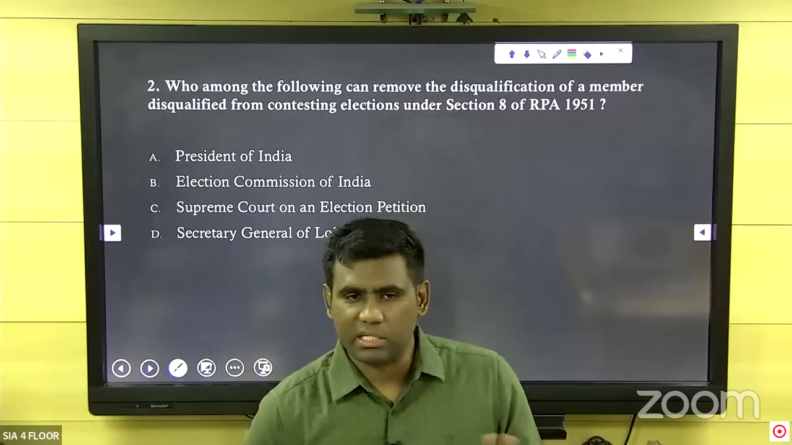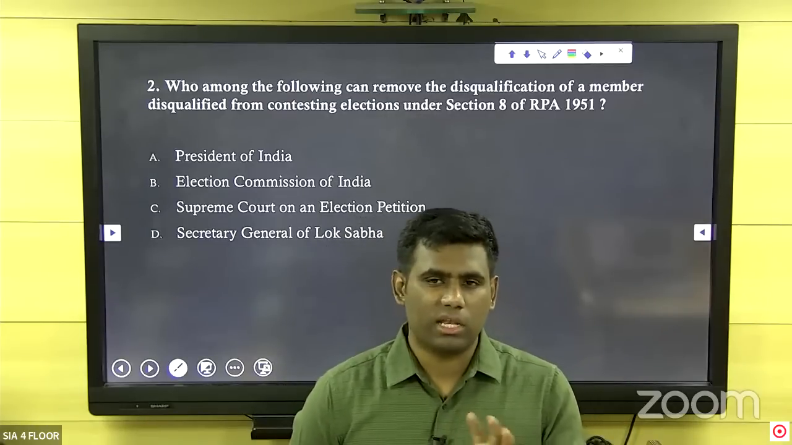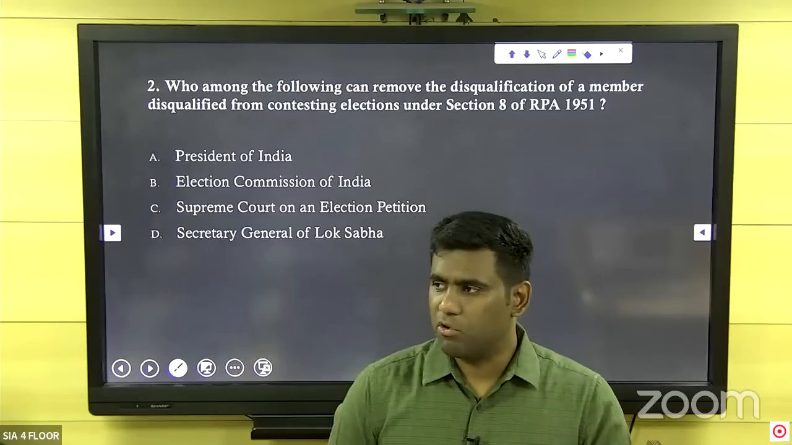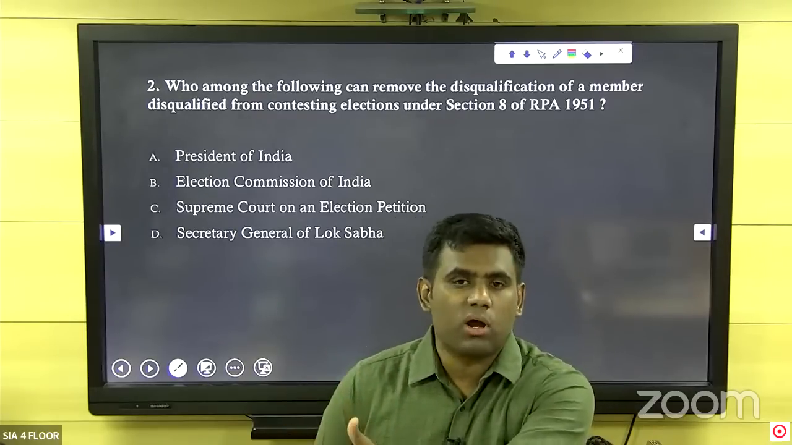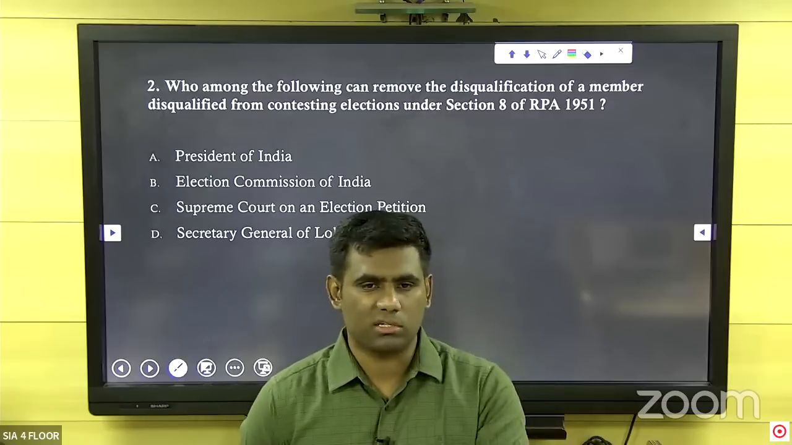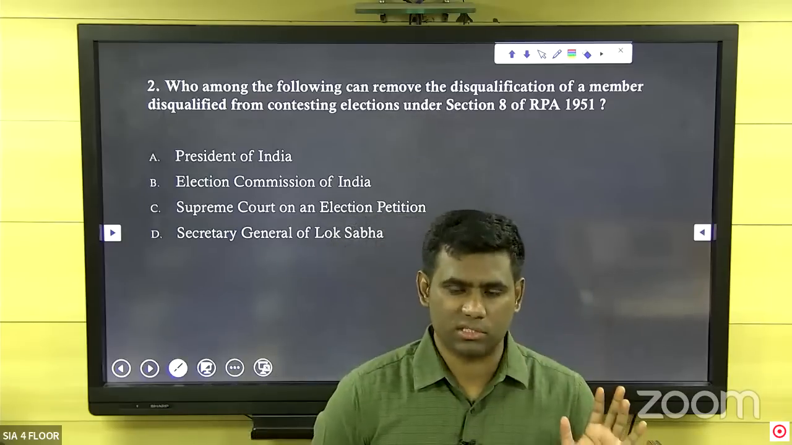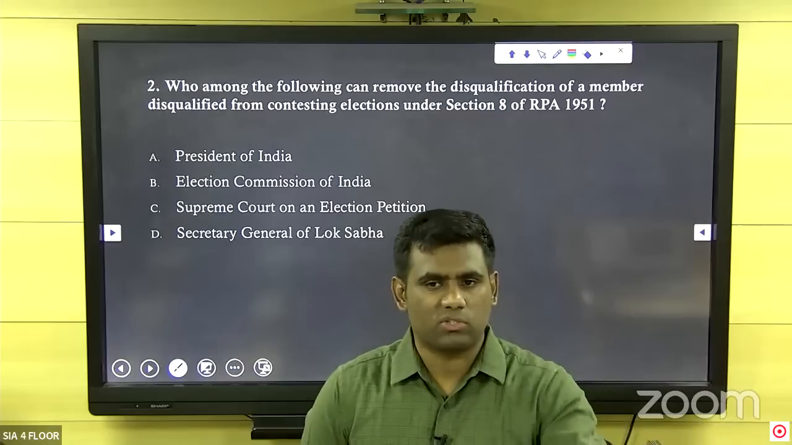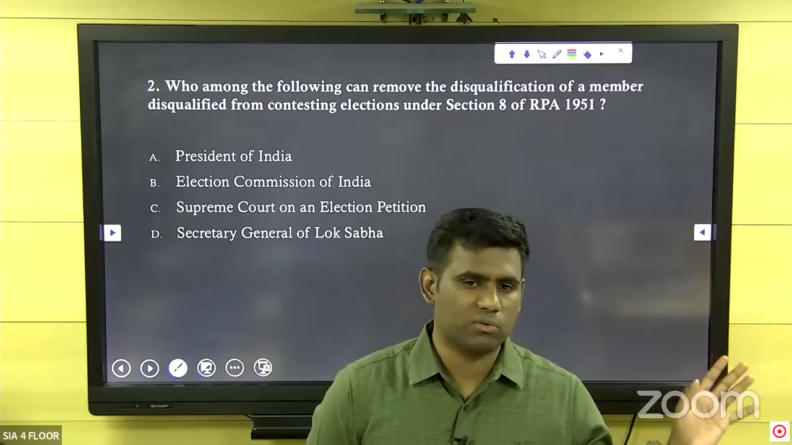Supreme Court on an election petition. An election petition is only to decide election disputes between two candidates who have contested elections. The Supreme Court has no role in disqualifying a person or removing a disqualification. The Supreme Court has a role only in conviction for offenses. Later, once convicted, the president issues an order of disqualification. So, removing that period of disqualification.